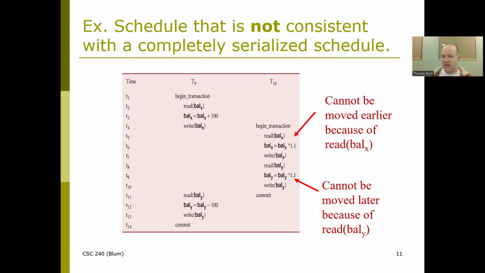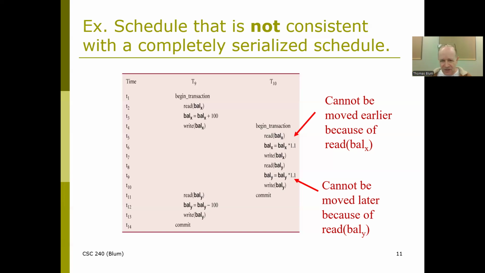Now let's imagine here's something that's not serializable. So the person has two accounts, X and Y, and they're going to move money from one account to the other. And then the bank is also calculating interest. So that's multiplied by 1.1, that's 10%. That's a good amount of interest, but that's calculating interest. So transaction 10 is figuring out the interest owed to the accounts because they're keeping the money in the bank or what have you.